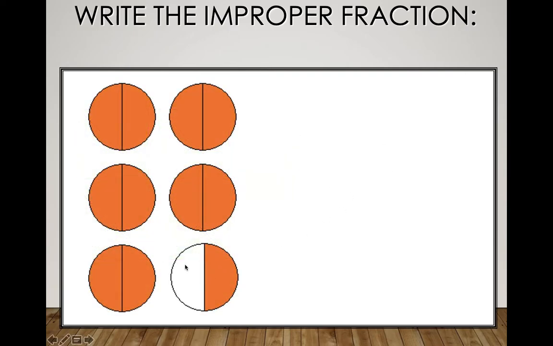Okay, so for this one, we know they're broken into halves, so 2 is my denominator, and we have 11 shaded in, 11 halves.